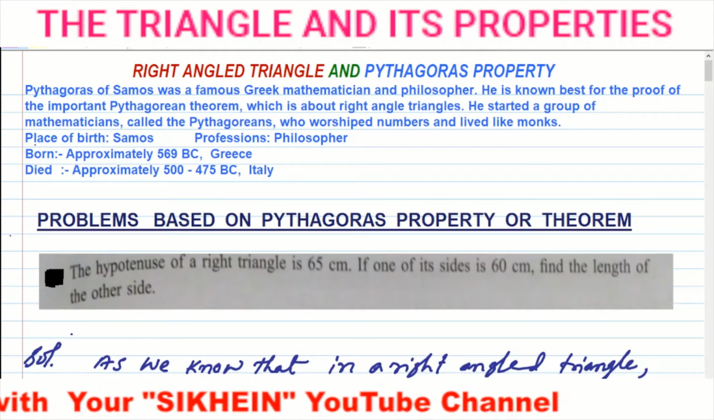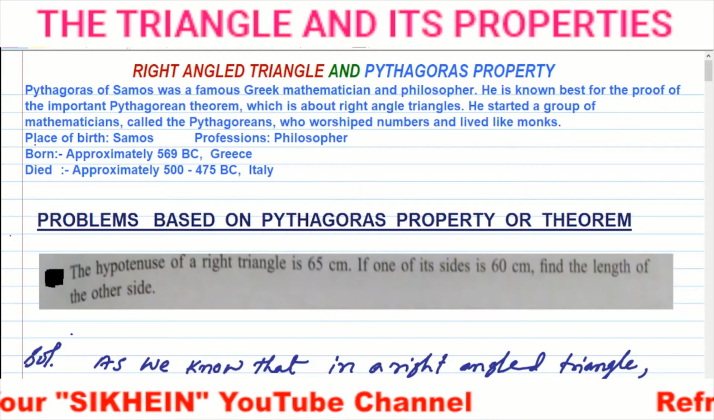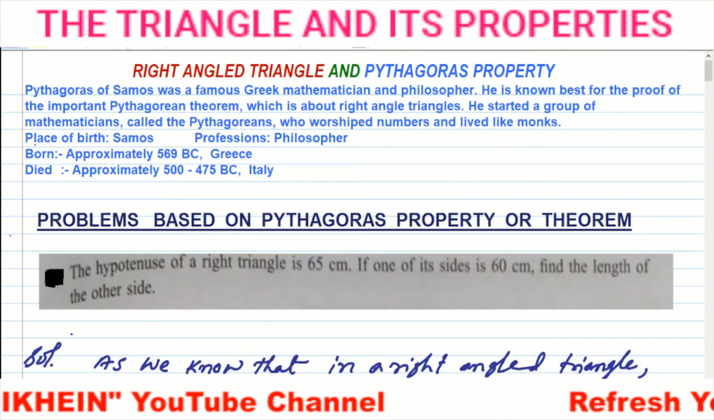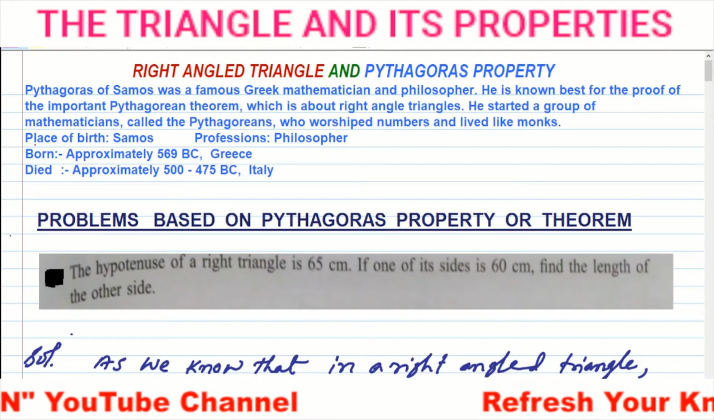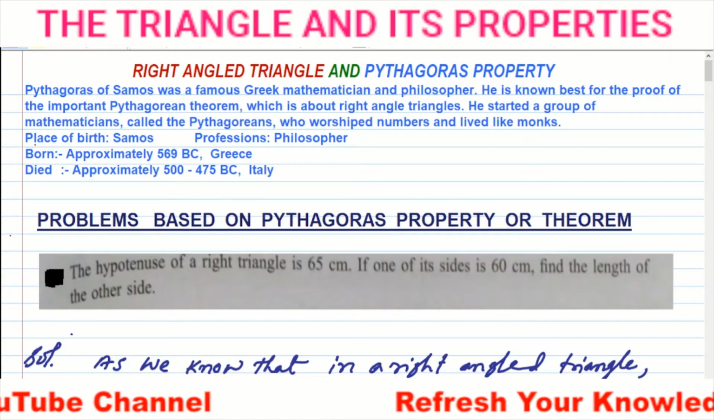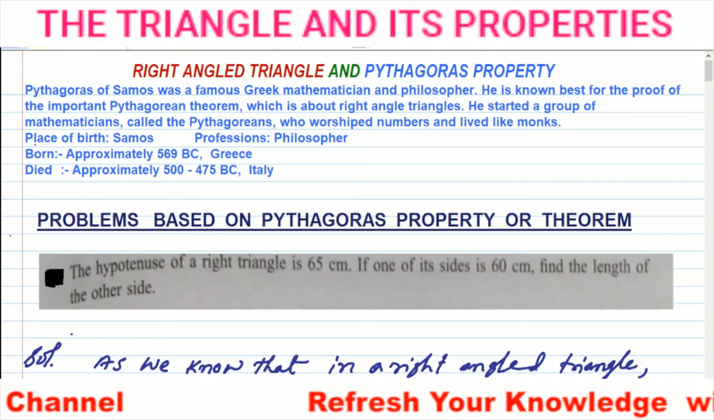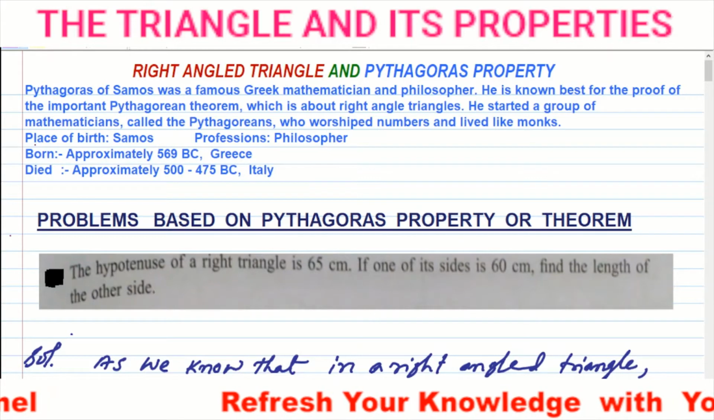Place of birth, Samos, and his profession, philosopher. He was born approximately 569 BC in Greece. Died approximately 500 to 475 BC in Italy.